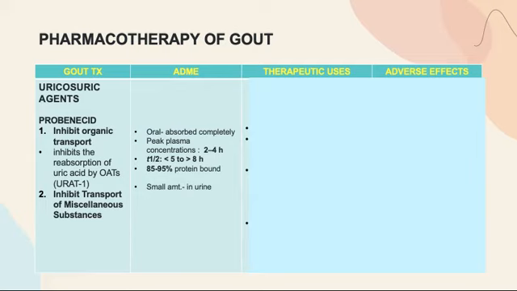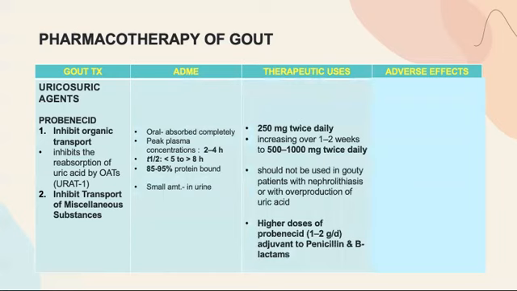A small amount of probenecid glucuronide appears in the urine. It is also hydroxylated to metabolites that retain their carboxyl function and have uricosuric activity. Probenecid is marketed for oral administration alone and in combination with colchicine. The starting dose is 250 mg twice daily, which can be increased over 1 to 2 weeks to 500 to 1,000 mg twice daily.